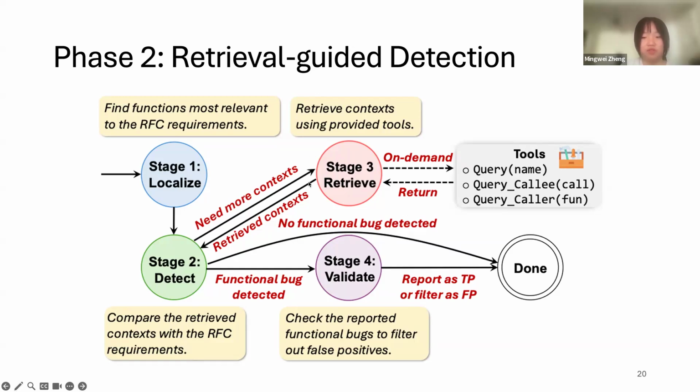In most cases, it will find the current context is not enough to make a decision. Then it will try to retrieve more context using some provided tools. For example, we provided tools like query name, which can help to query some struct definitions, type definitions, and even some macro definitions. And also query callee and caller, to get the caller and callee function definitions.